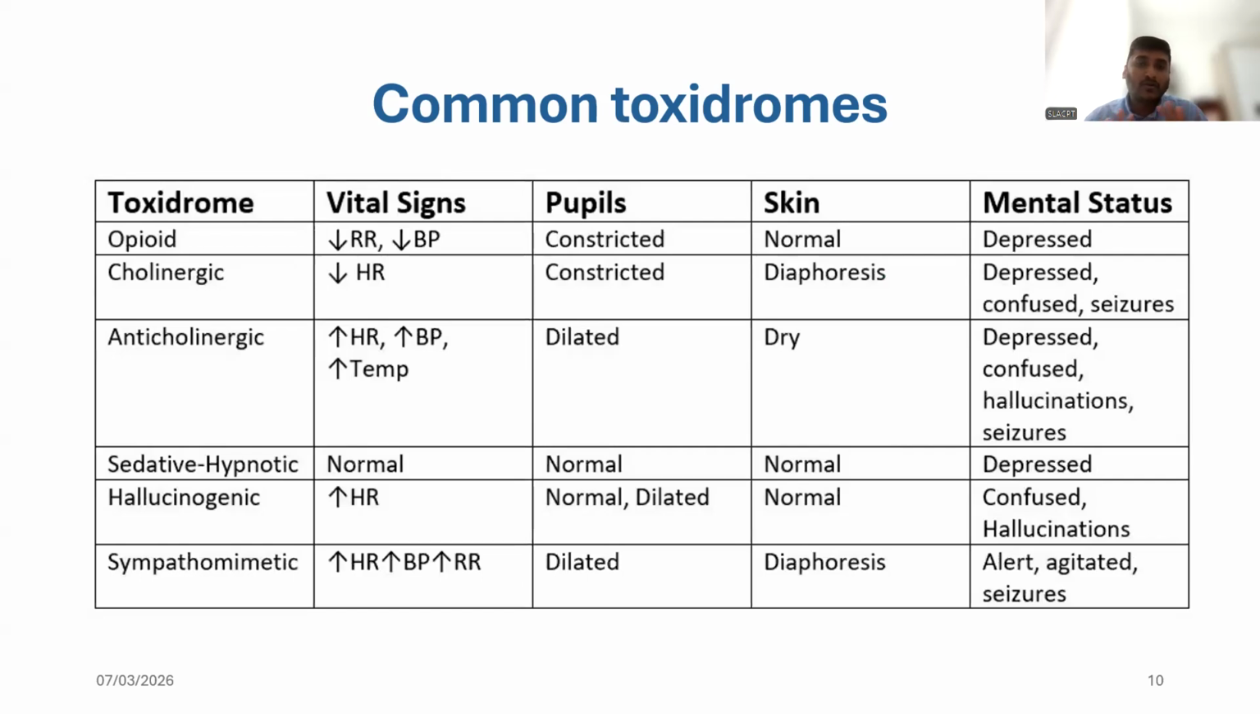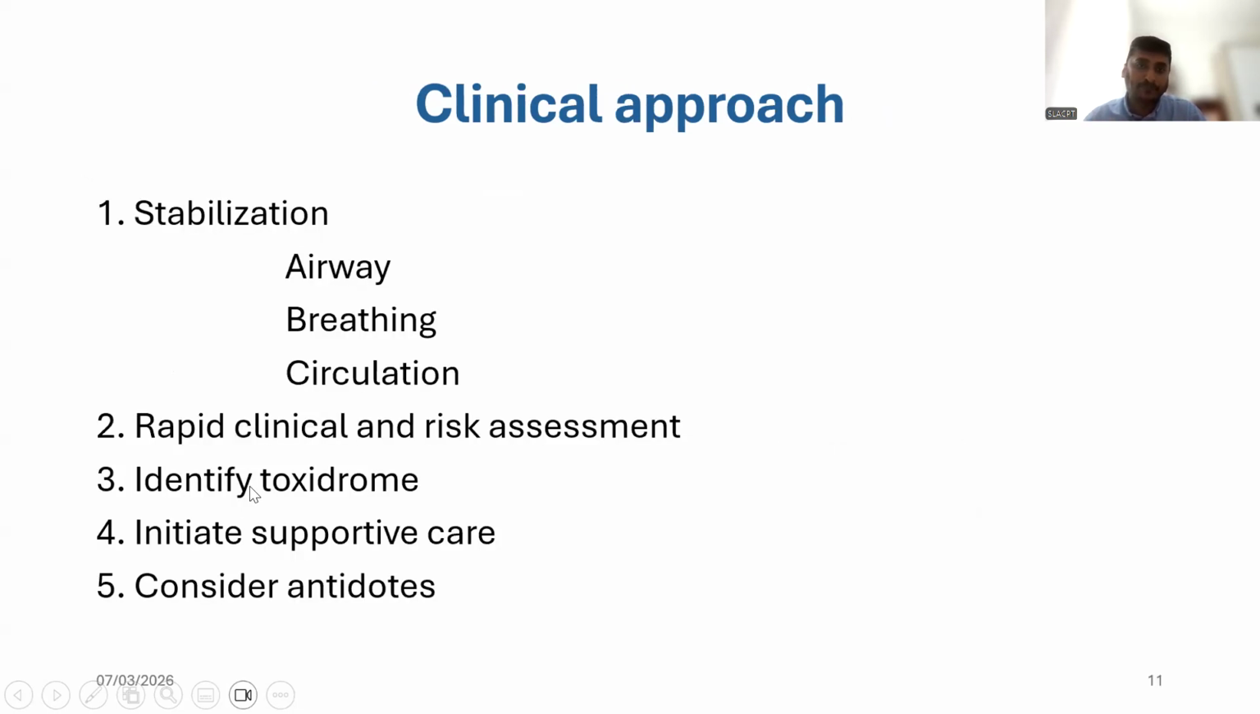Briefly looking at the common toxidromes, these have been discussed in the previous lectures as well. If you know the basic parameters, the vital signs, the pupil, skin, and the mental status, it's easy for us to understand the toxidrome. So we are concerned about opioid toxidrome, sedative hypnotic toxidrome, sympathomimetic toxidrome, and also hallucinogenic toxidrome due to hallucinogens.